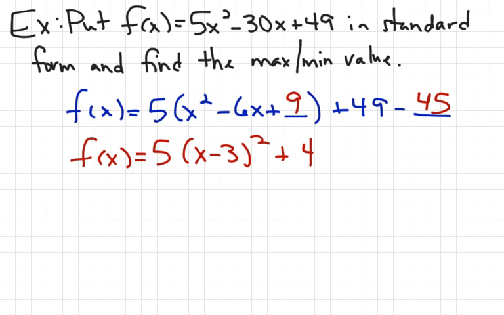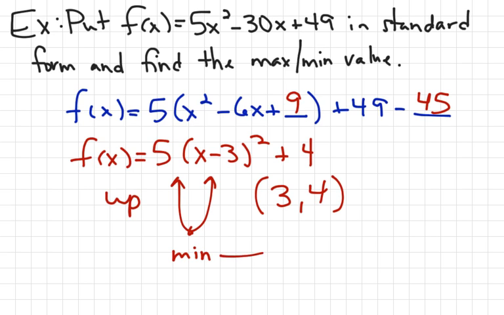Since the leading coefficient is positive, this graph opens up. So the vertex is at a minimum. The minimum is the y-coordinate of the vertex. The vertex is at (3, 4). So the minimum value is 4.